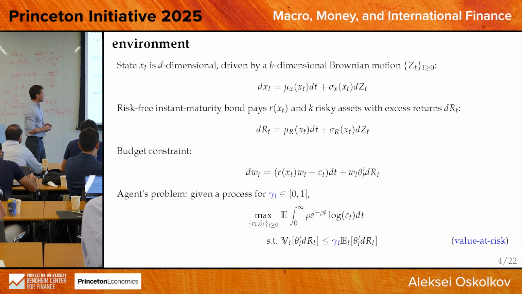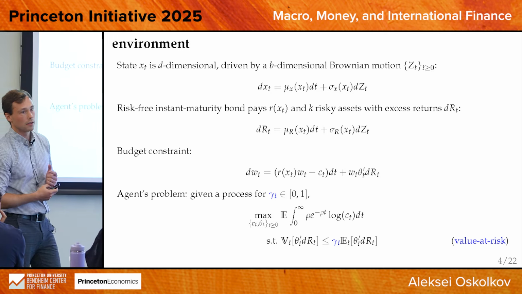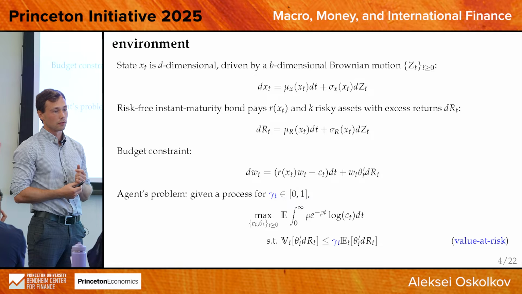Okay, what's the agent's problem? So the agent's problem is they're a simple log utility agent. Here, there's log utility of consumption. The key part of the model is they face this mean variance looking value at risk constraint. So this is a portfolio constraint that says the variance of your excess returns over the next increment of time cannot exceed a multiple of your expected profits from the same portfolio over the next increment of time.